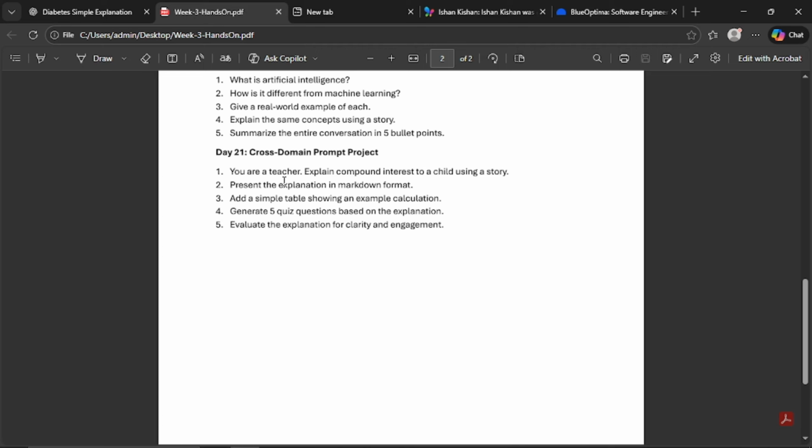Now this one is for you, the cross-domain project. Okay, so you can give a prompt to ChatGPT saying you are a teacher, explain compound interest to a child using a story. Then you will tell it to present the explanation in markdown format. Add a simple table showing an example calculation. Generate 5 quiz questions. Evaluate the explanation for clarity and engagement.